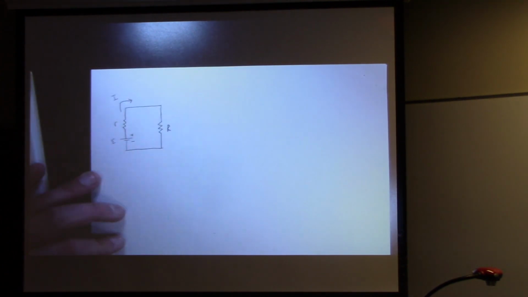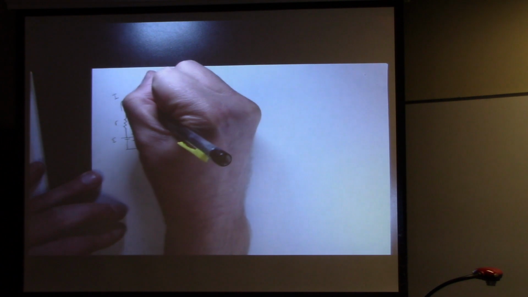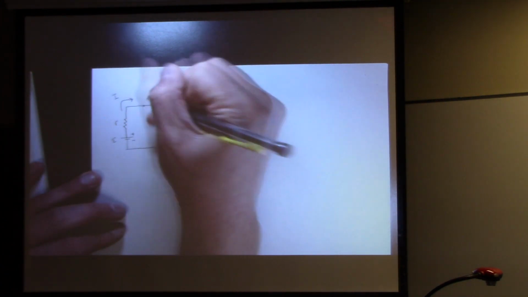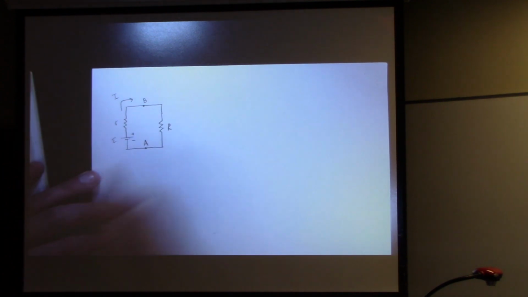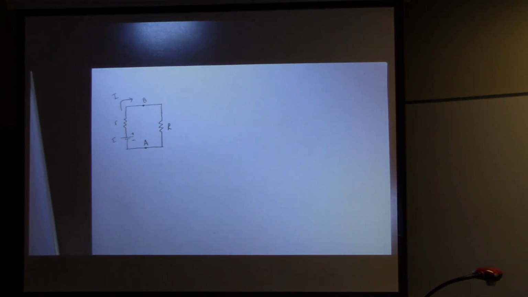That's clockwise. And on the diagram, what I'm going to do is label 2 points. Point B is up here, and then point A is down here. So the assumption we're making is that the wires that connect everything here have negligible resistance, so we don't have to think about that resistance.